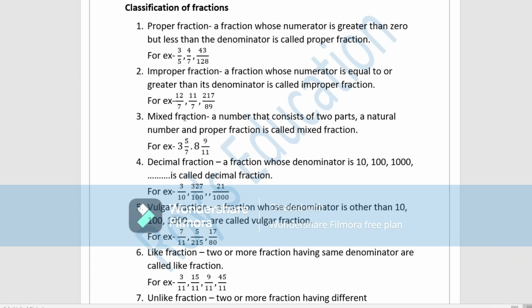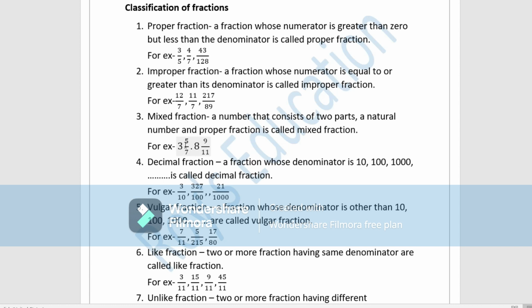Okay, next. What is a mixed fraction? A mixed fraction consists of two parts: one is a natural number and one is a proper fraction. This is called the mixed fraction.